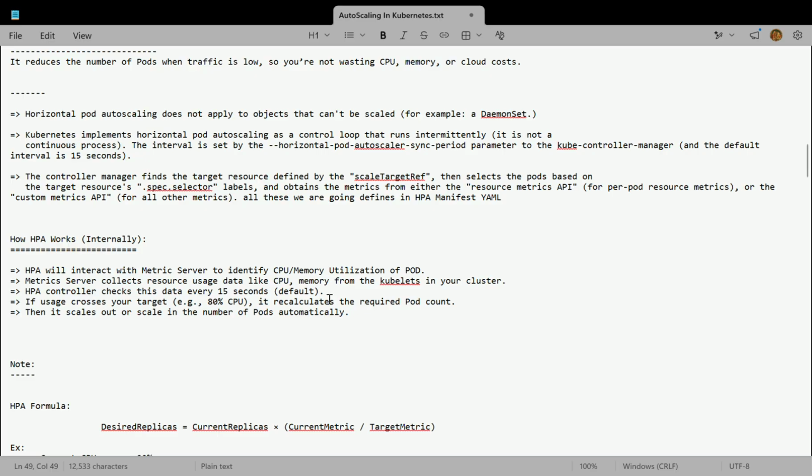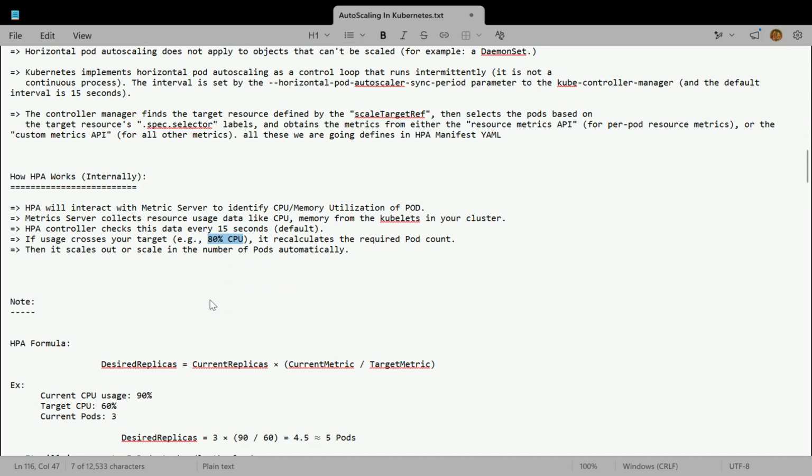And how much percentage of utilization will be more, how can we decide? It's based on the threshold value, like the target value that we set in the YAML file, and it recalculates the required pod count. If the utilization is greater than the threshold, 85% or 75%, whatever you set, then upon this calculation the required pod count will be increased (scaled out) or decreased (scaled in). The HPA formula is like desired replicas. To decide how many pods will be increased or decreased, we have one formula.